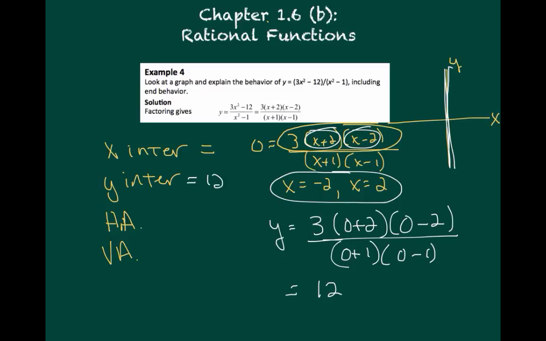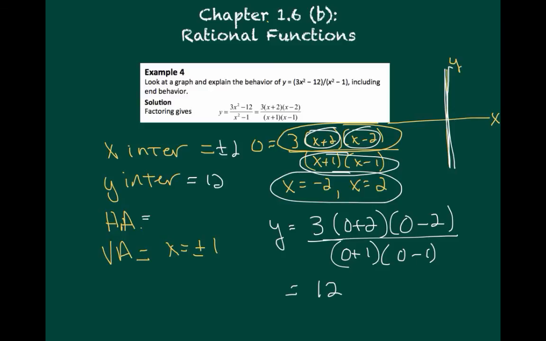Our x-intercepts are positive and negative 2, which leaves us to the horizontal asymptote and the vertical asymptote. Vertical asymptotes are found by anything that makes the denominator equal to 0. So the vertical asymptotes would be anywhere x is equal to positive or negative 1, because that would make the denominator equal to 0. And to find the horizontal asymptote, we're just going to look at the end behavior of this function.